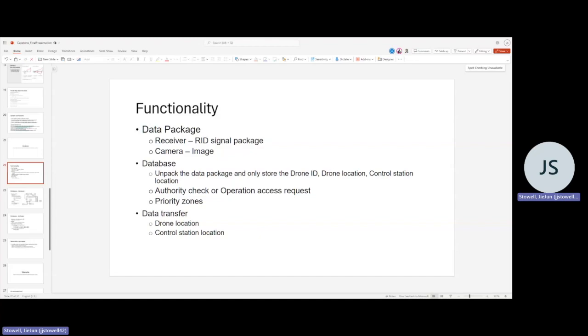If the operation access is denied by the user and the drone is detected inside a priority zone, then the database will forward the following information to the camera system, which includes the drone location and the control station location.